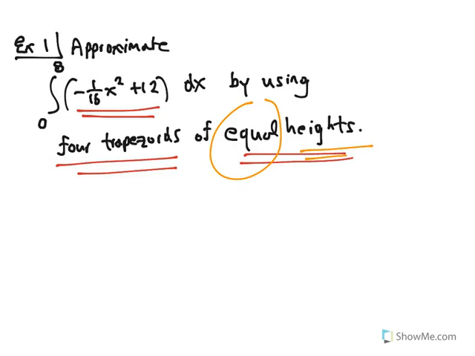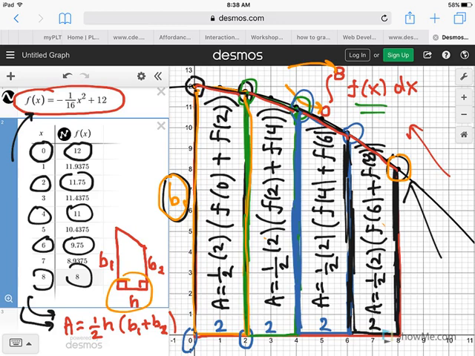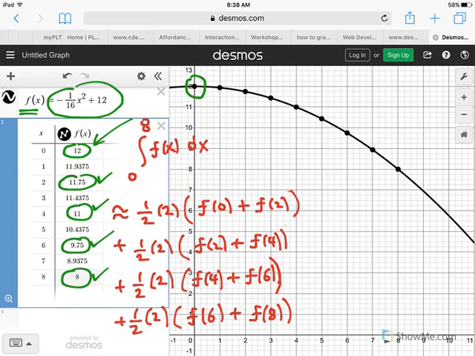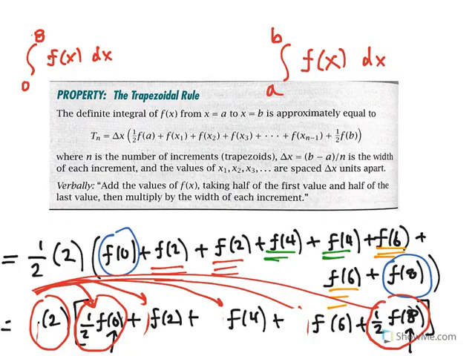The problem that we just did was the definite integral of negative 1 over 16 x squared plus 12 with respect to x from x is equal to 0 to x is equal to 8, and we approximated the value of that definite integral by using 4 trapezoids of equal heights. Here's a visual representation of the 4 trapezoids. This is what you would have when you add the areas of the 4 trapezoids together.